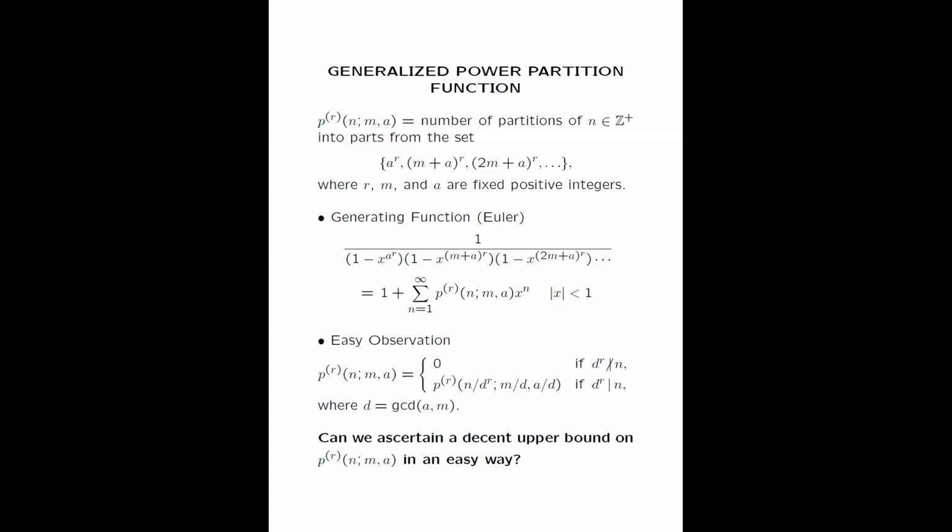To get a bit of a feeling for this generalized power partition function, here's an easy observation. If you look at the GCD of a and m, let's call it d. If d to the r does not divide n, then this partition function is 0. If d to the r does divide n, then you can express this partition function in terms of another partition function. And this is a somewhat long way of saying that in anything you do with this, it's safe to assume that a and m are relatively prime.